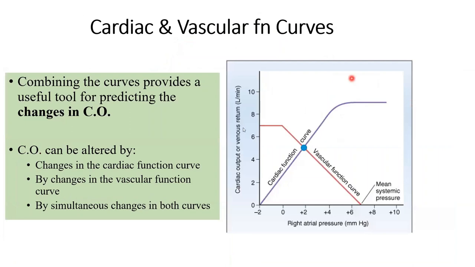Let's bring them together. If you pay attention, the blue curve is basically the cardiac function curve. This is the cardiac curve, right? And the red, the maroonish curve, is basically the vascular curve. Observe these, make yourself comfortable because the next two slides will be tricky. So if you plot them in one graph, they naturally would intersect at one place, right here, the blue point. No surprises should be there.